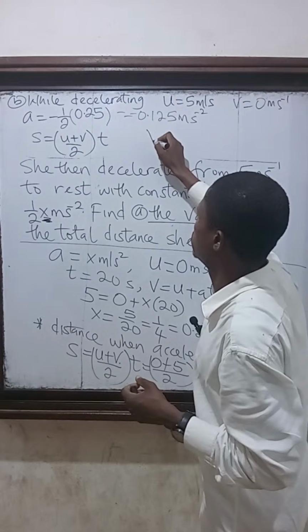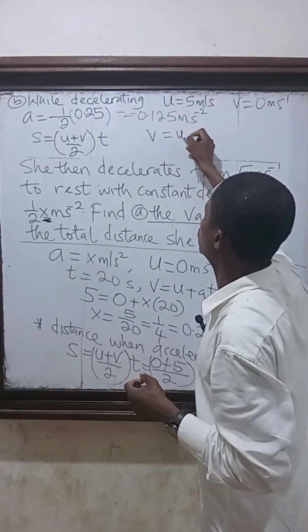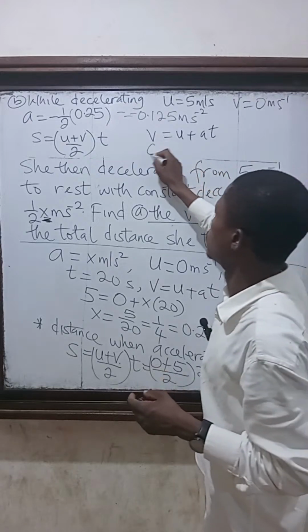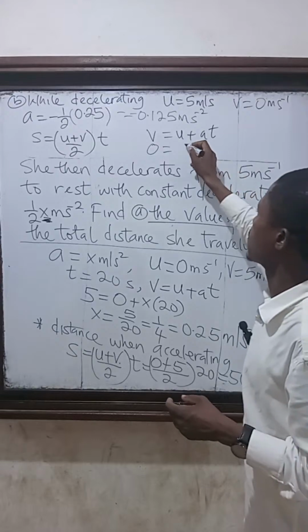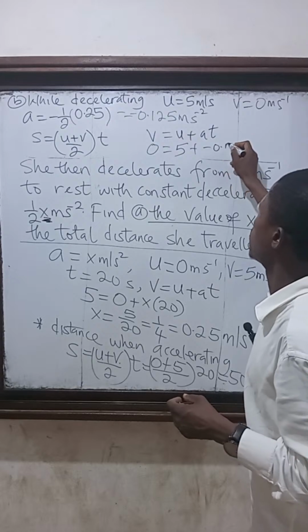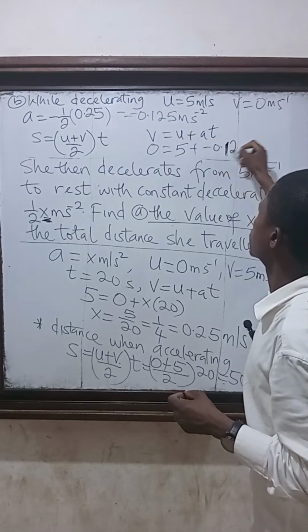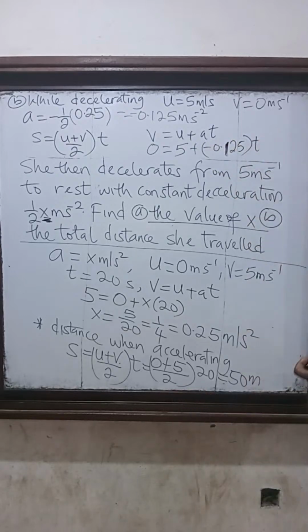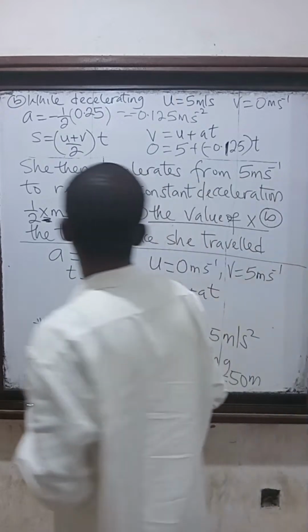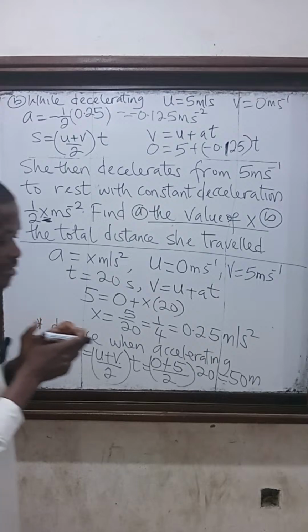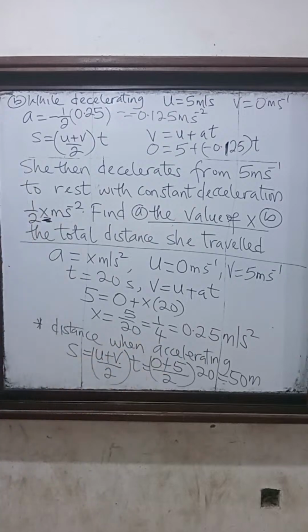We can use this one. We have the v equals u plus at. So let's get the t. The v is 0, the u is 5, and then plus acceleration is what? Minus 0.125 times t, we don't know the t. That's what we are looking for. So you can make your t the subject.